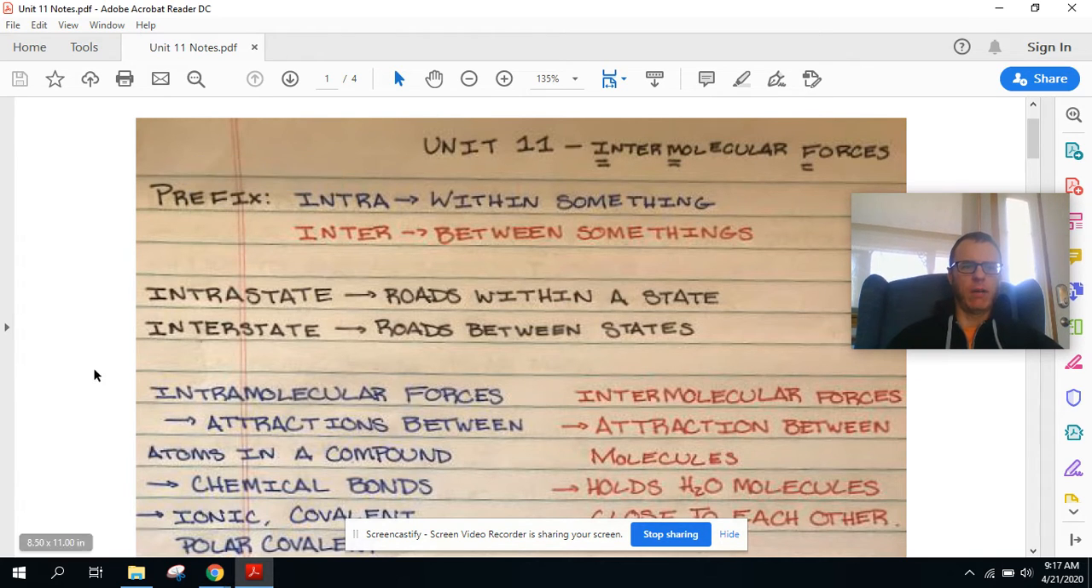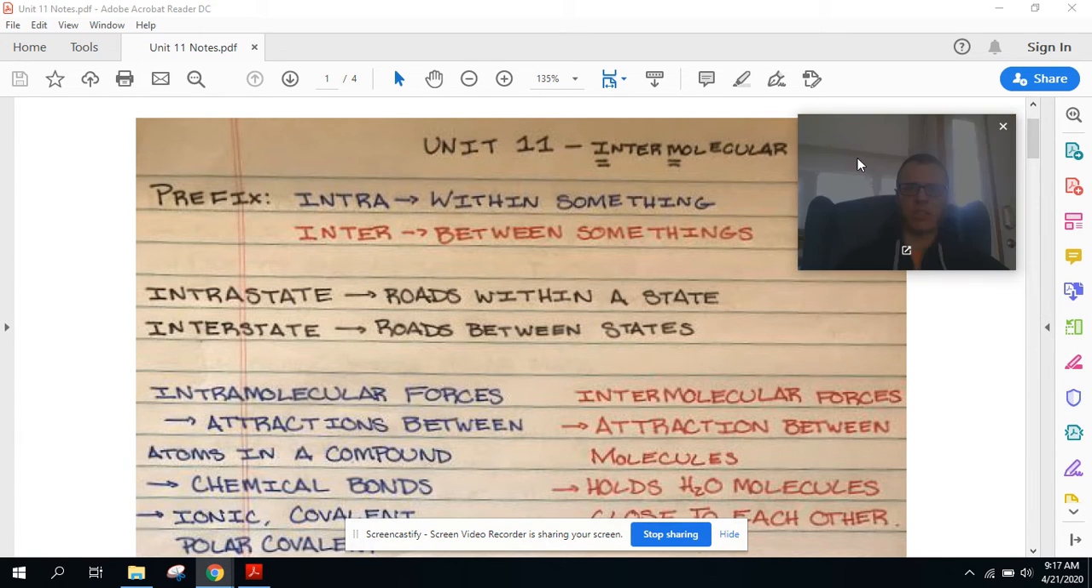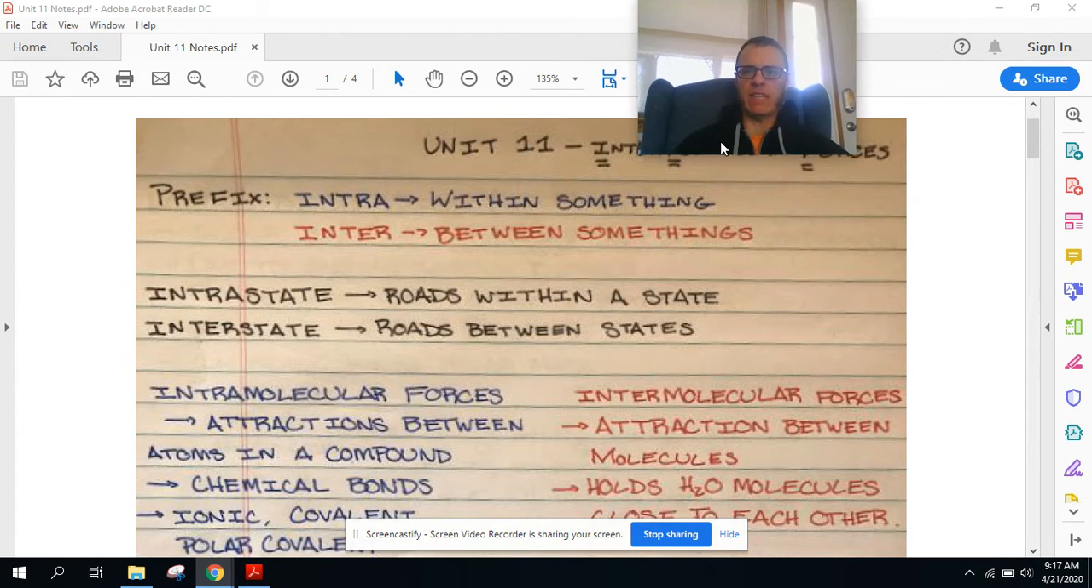Intra means within something. Inter means between something. So we were talking about forces between molecules. Like intrastate is a road within a state, like Indiana highways or something. Interstate is a road between states.